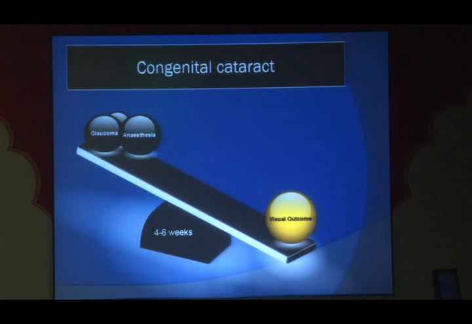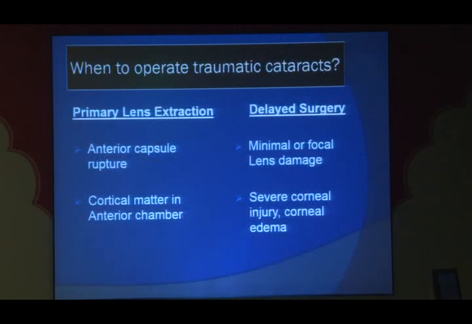So maintaining a balance between the various complications and the visual outcome, probably 4 to 6 weeks is an ideal time for congenital cataracts. In case of traumatic cataracts, when would you plan a primary lens extraction? When there is an anterior capsule rupture, there is cortical matter in the anterior chamber which would incite an inflammation. Delayed surgery can be planned if there is minimal or focal lens damage or the cornea is severely compromised, which would hinder the view.